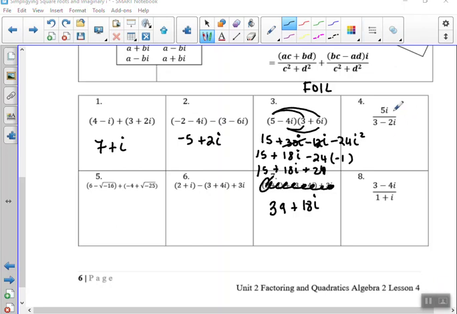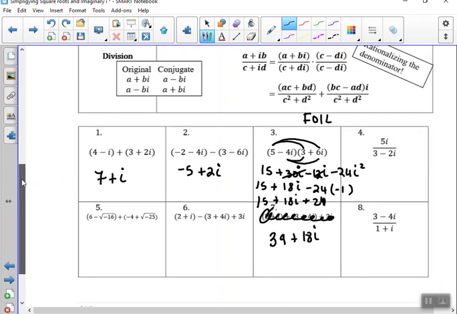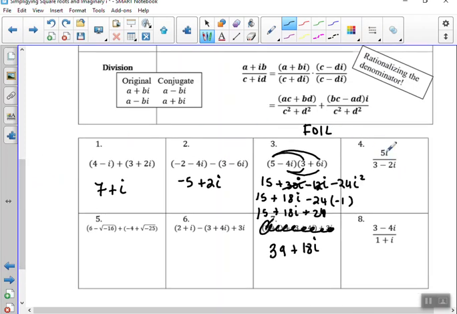All right, the last operation, division. When you're looking to divide complex numbers, we have to look at our goal. Our goal is to get rid of the i in the denominator. Goal is no i in the bottom. Okay, we don't want to have the i in the denominator.